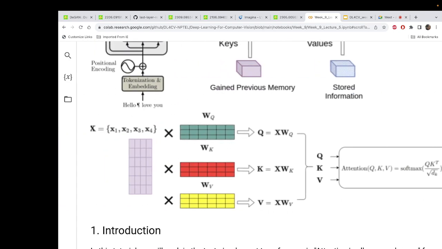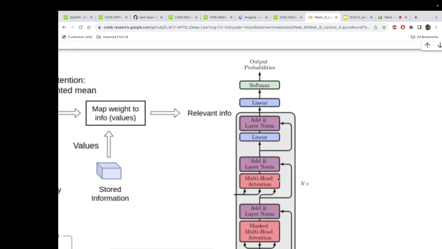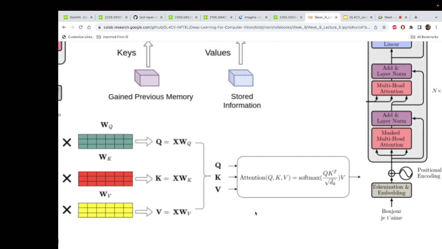Again the input sentence is something like hello I love you, and so you encode this, and then you pass this information to the decoder, and the decoder's output is something like this. So it looks like French, right.